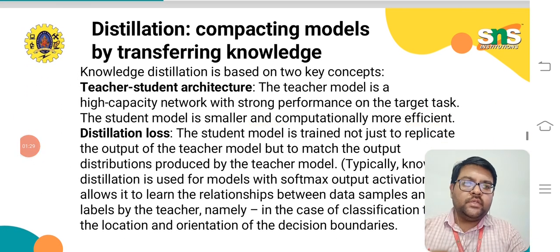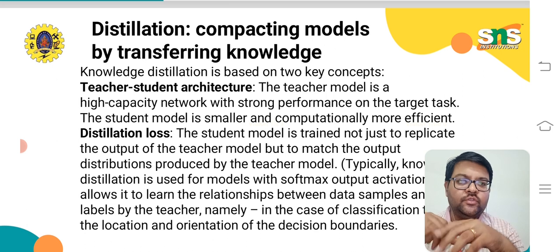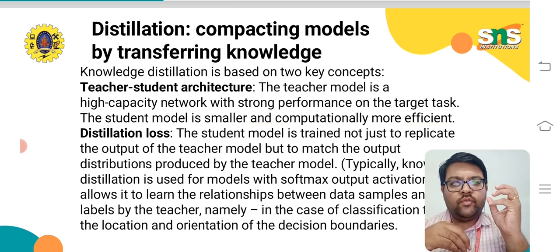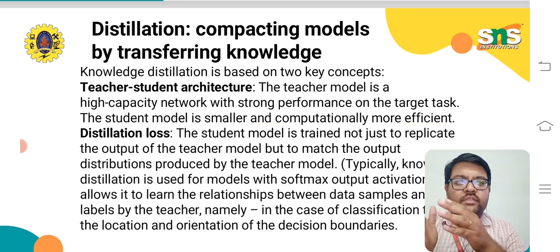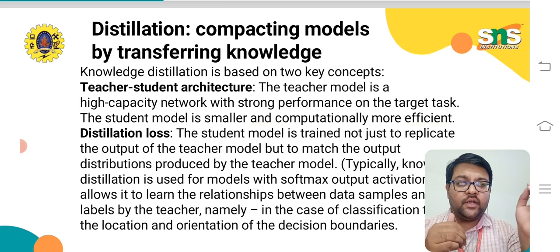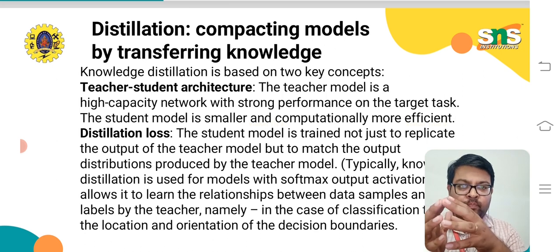So knowledge distillation works on two concepts. One is teacher-student architecture and another one is distillation loss. Now we will see what is teacher-student architecture. The teacher model is a high capacity network with strong performance on the target task. The student model is smaller and computationally more efficient.